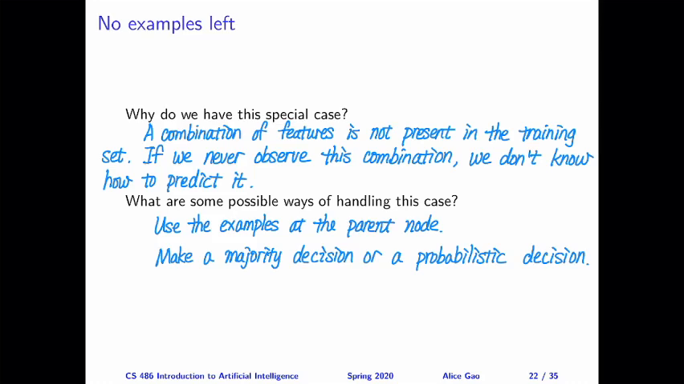That's everything for this video. After watching this video, you should be able to explain why we will run into this special case of no examples left when we are learning a decision tree. And you should know some ways of handling this special case.